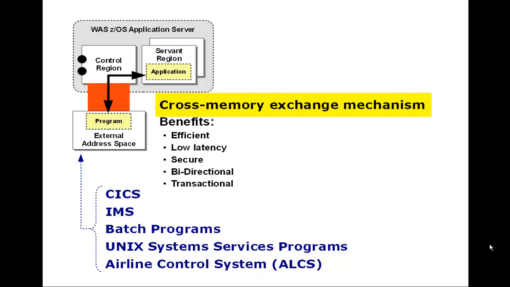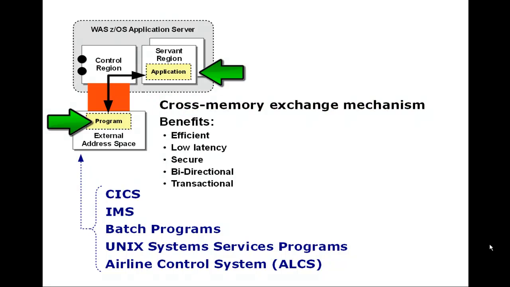WOLA is a cross-memory exchange mechanism that allows a Java application in WebSphere to communicate with a program in an external address space using very low-level address space to address space, memory-to-memory copying for its communications. The benefits of this are it's very efficient. It has a very low latency, it's extremely secure, it's bidirectional, which means that the program outside of WAS can call into WAS or vice versa. The program in WAS can call out to the program.